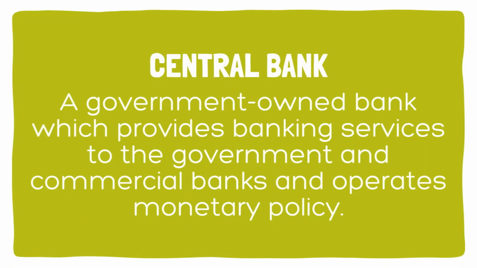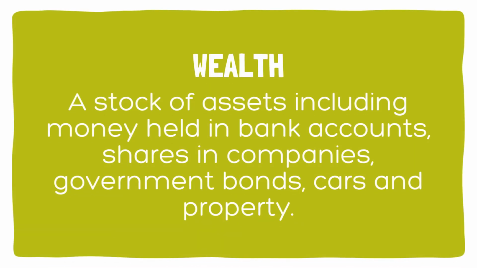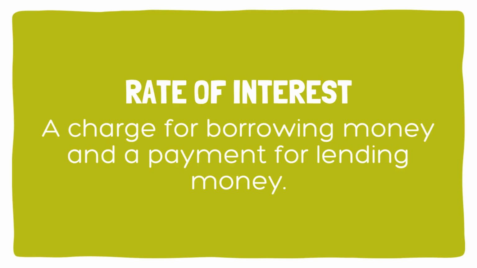Central bank is a government-owned bank that provides banking services to the government and commercial banks and operates monetary policy. Disposable income is income after income tax has been deducted and state benefits have been received. Wealth is a stock of assets, including money held in bank accounts, shares in companies, government bonds, cars, and property. Rate of interest is a charge for borrowing money and a payment for lending money.